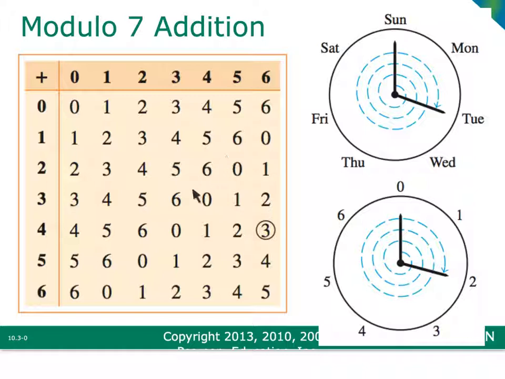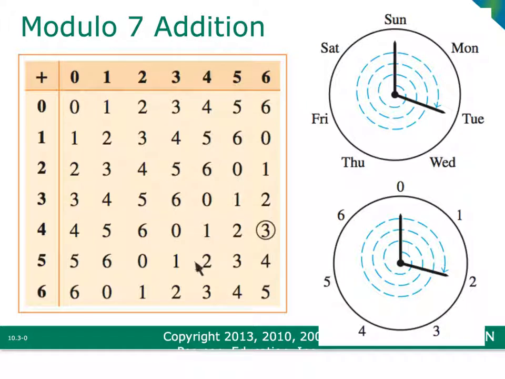But when you get past 6, you're going to start over again. In other words, 6 plus 1 is not going to be 7. It's going to be 0. And 5 plus 4 is not going to be 9. It's going to be 2. So what we do is we get numbers in our results that are only between 0 and 6. We're not going to use 7 or 8 or 9. So if we get a number that's too big when we add, we just subtract 7.